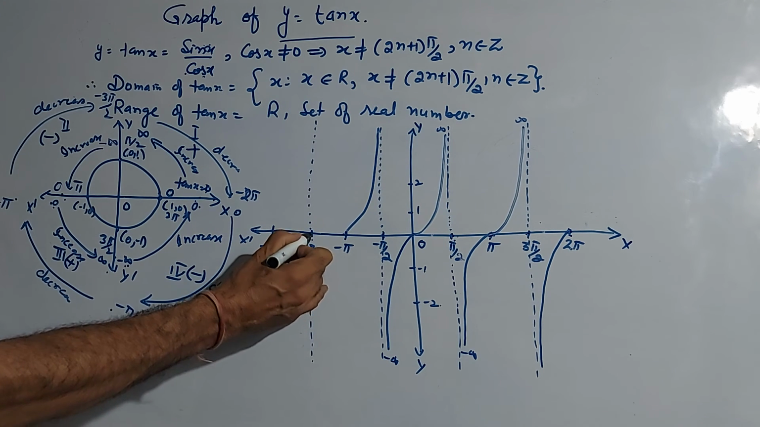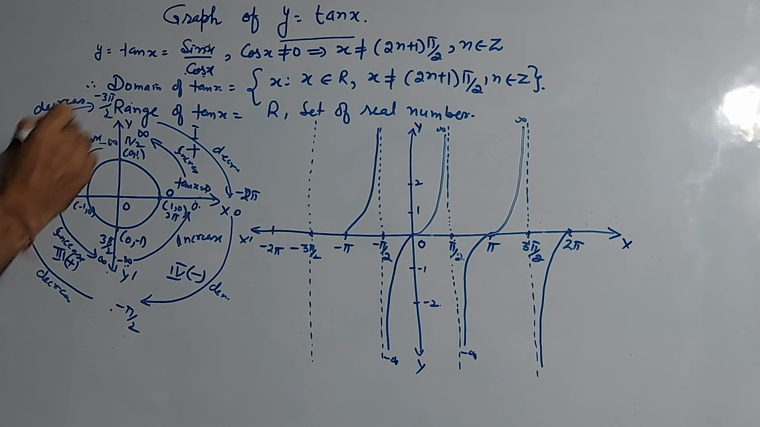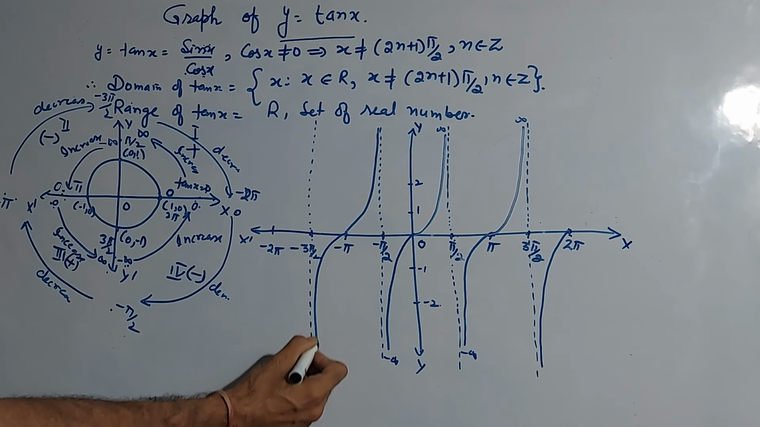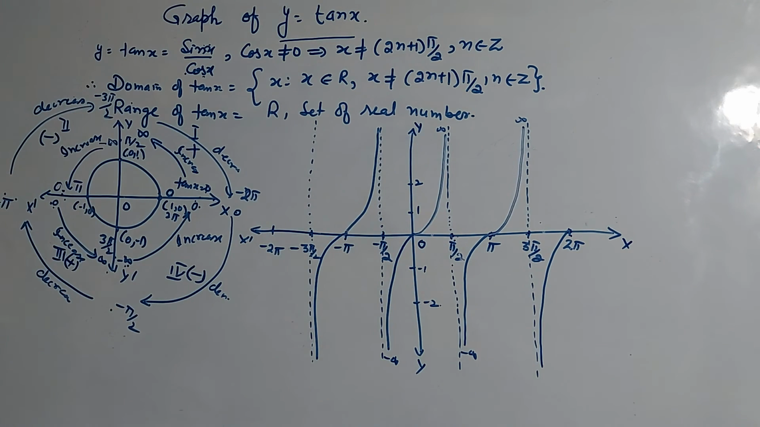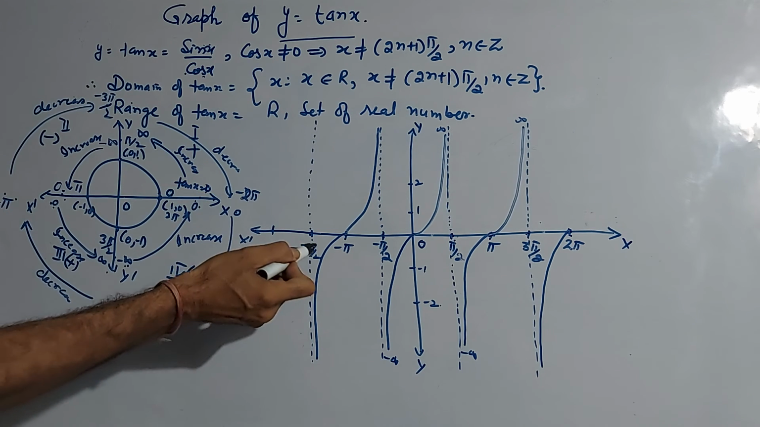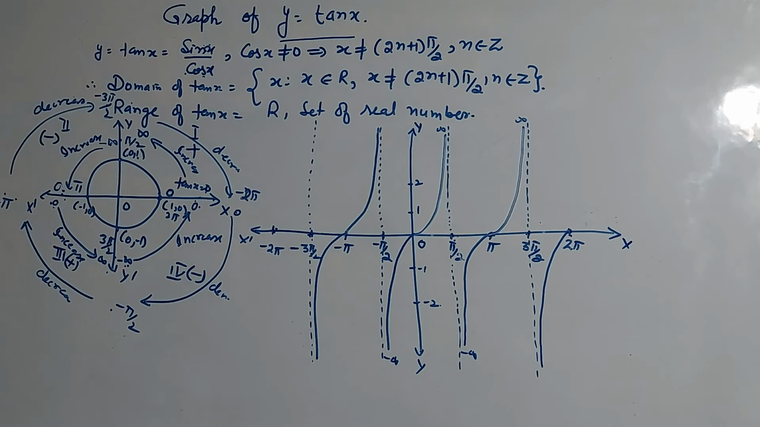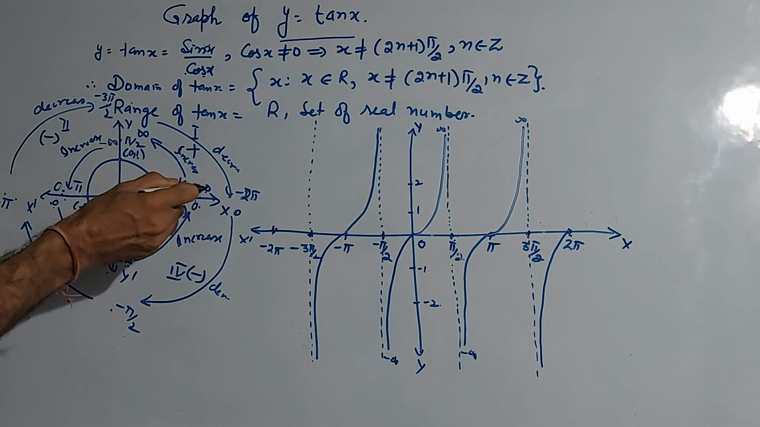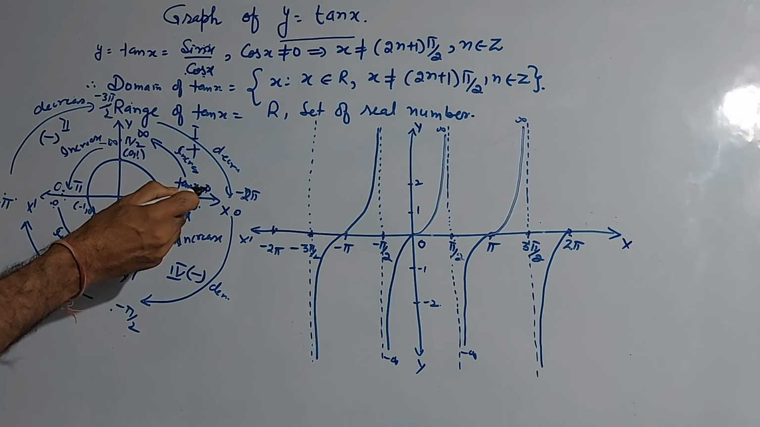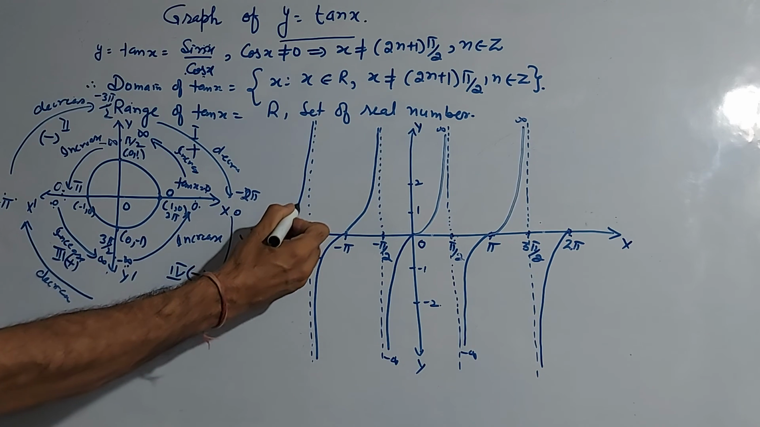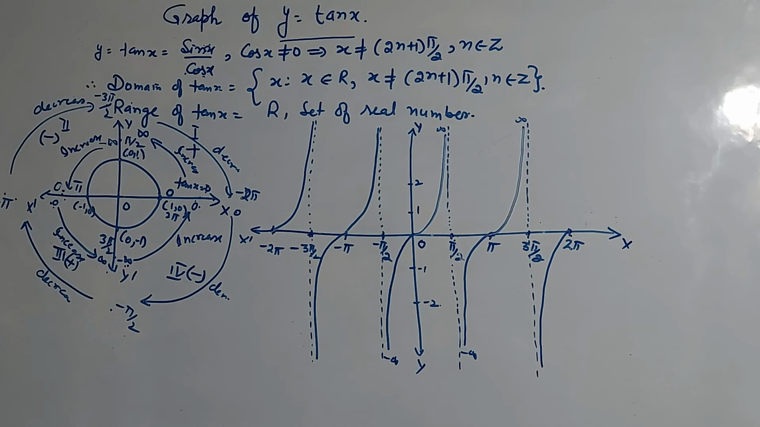Then from minus pi to minus pi by 2 the value decreases from 0 to minus infinity. So here is 0, and again the curve is the same. Now from minus 3 pi by 2 to minus 2 pi, this part is 90 degrees, so the value will be from infinity to 0. So this is the graph of tan x.